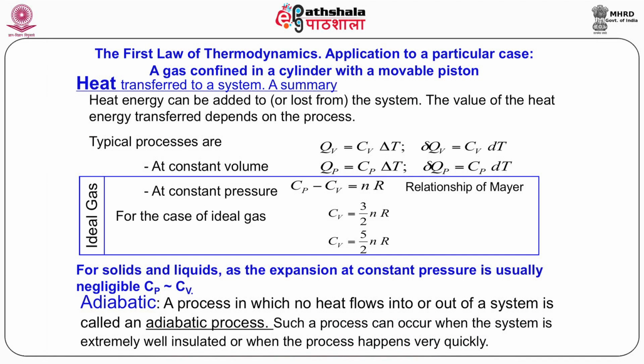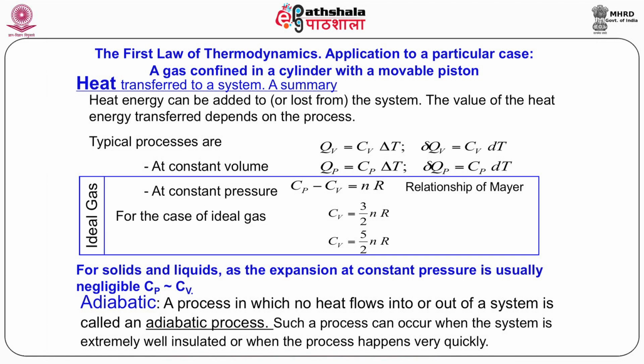Now, here we are using the example of a gas confined to a cylinder with a movable piston, and I am going to show the equations at constant volume and constant pressure. At constant volume, QV equals Cv into delta T, and at constant pressure you have QP equals Cp into delta T. In the case of an ideal gas, Cp minus Cv equals NR, which is called Mayer's relationship. Therefore Cv will be 3 by 2 into NR, or Cv equals 5 by 2 into NR, depending on the case. This example shows heat transfer to a system, summarizing the previous two slides. For solids and liquids, as expansion at constant pressure is usually negligible, we say Cp is approximately equal to Cv.